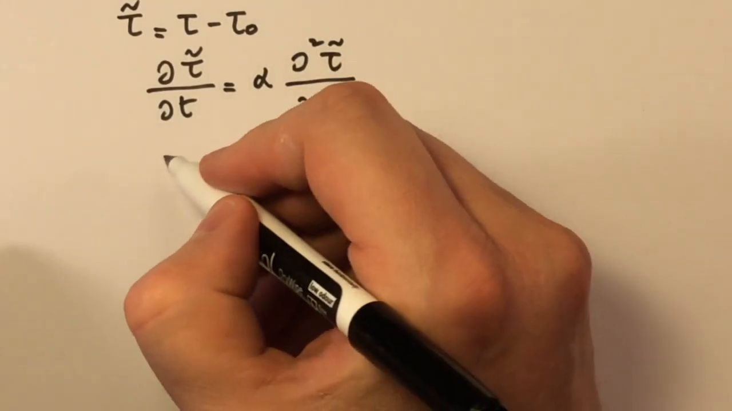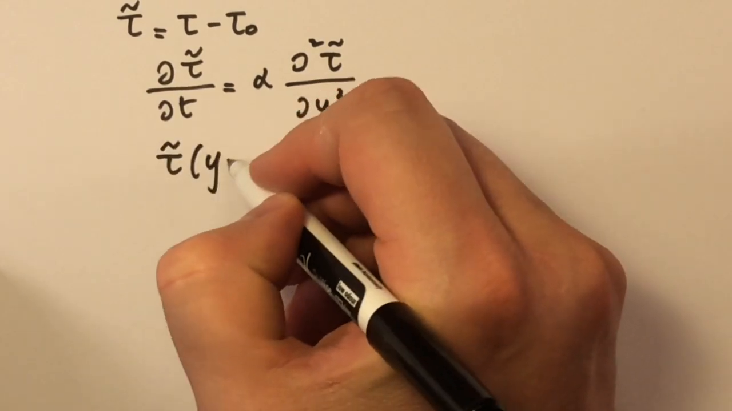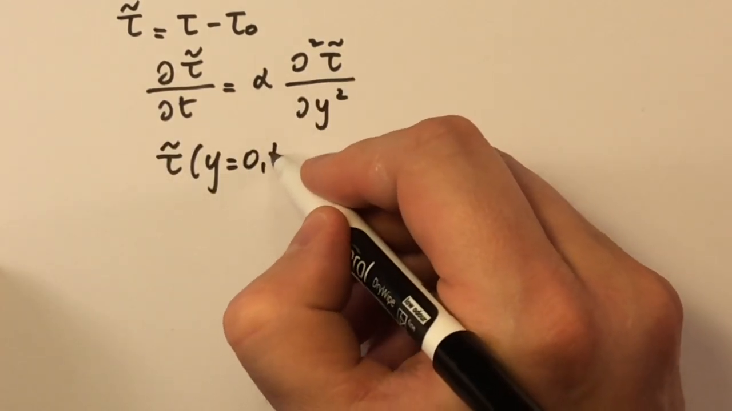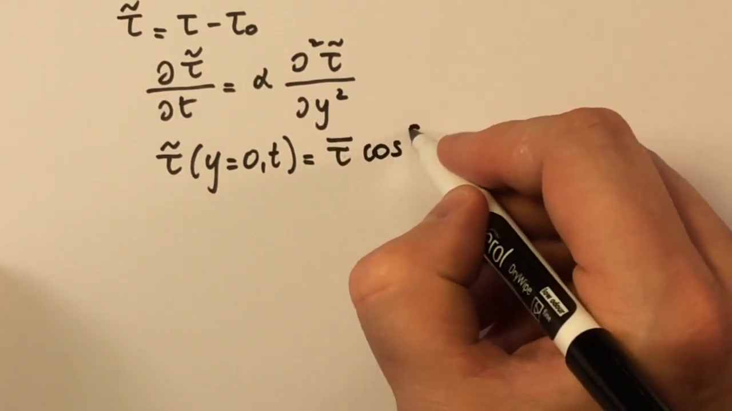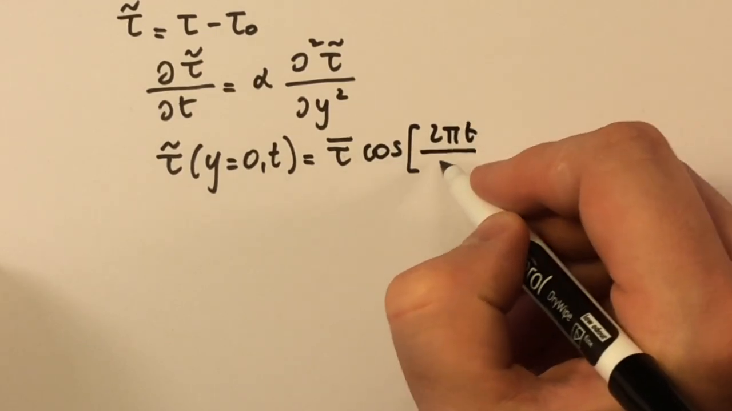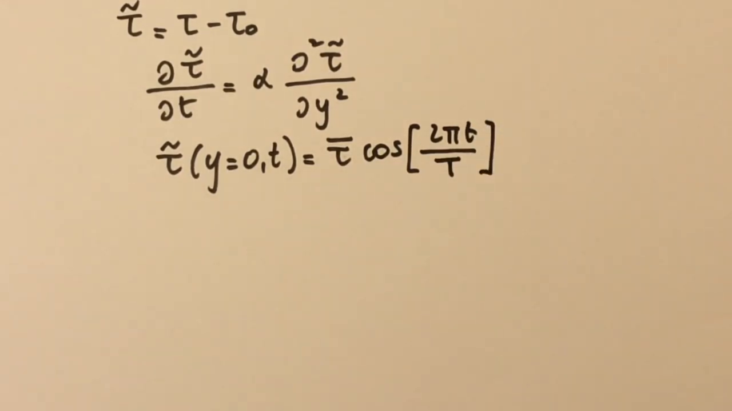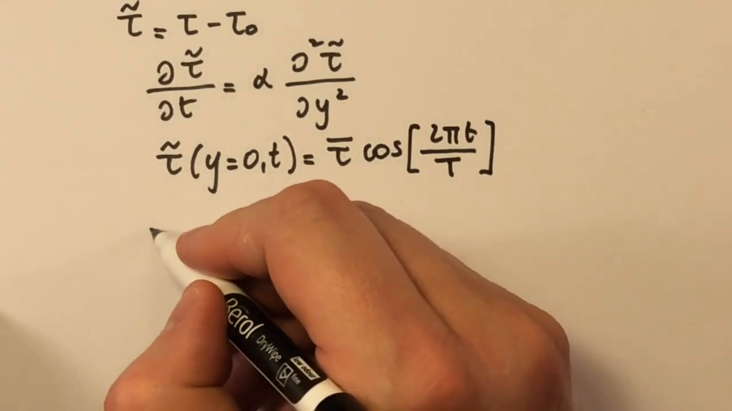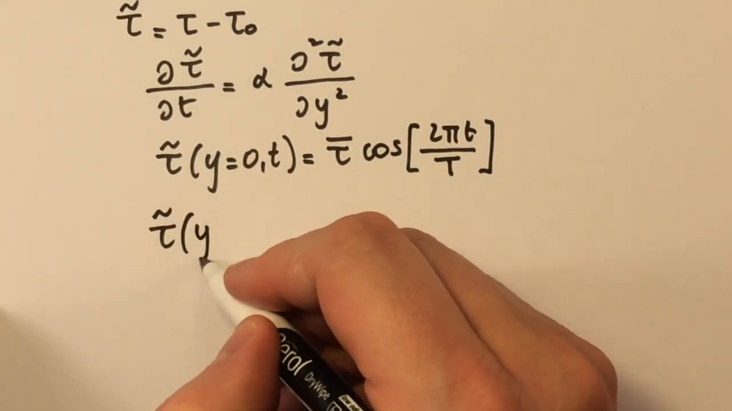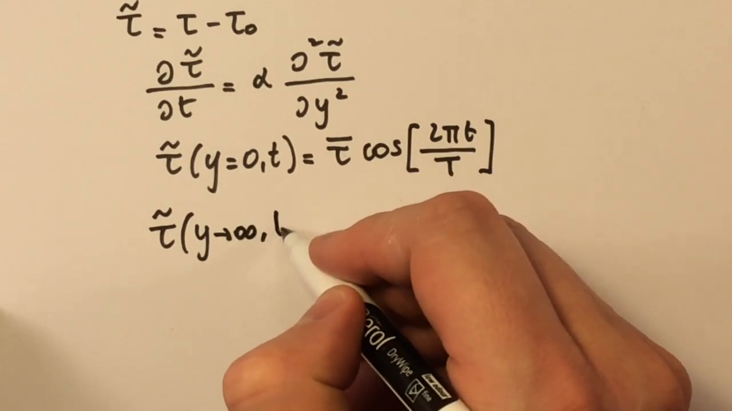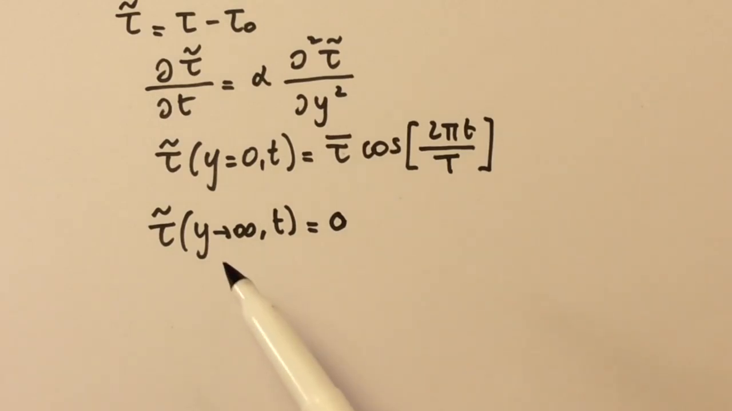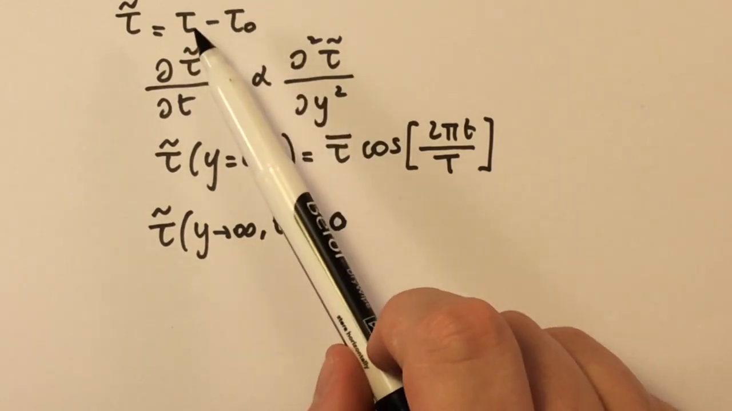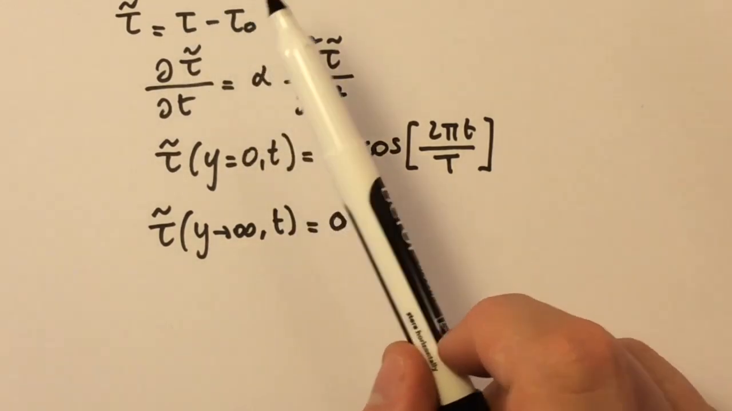So the boundary condition, at the wall we have tau tilde at y equals 0. The function of time is tau bar cosine of 2 pi t divided by big T, which is the period of the oscillation, and then tau tilde as y goes to infinity, so a large distance from the wall, is 0, because at a large distance from the wall the temperature just reduces to tau 0.